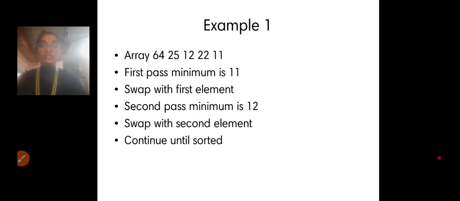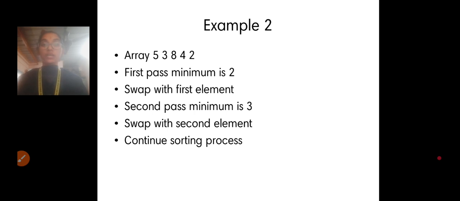Sorted example 1. Array. For example, let us assume 64, 25, 12, 22, 11. First pass, minimum is 11. Swap with first element. Second pass, minimum is 12. Swap with second element. Continue until sorted.